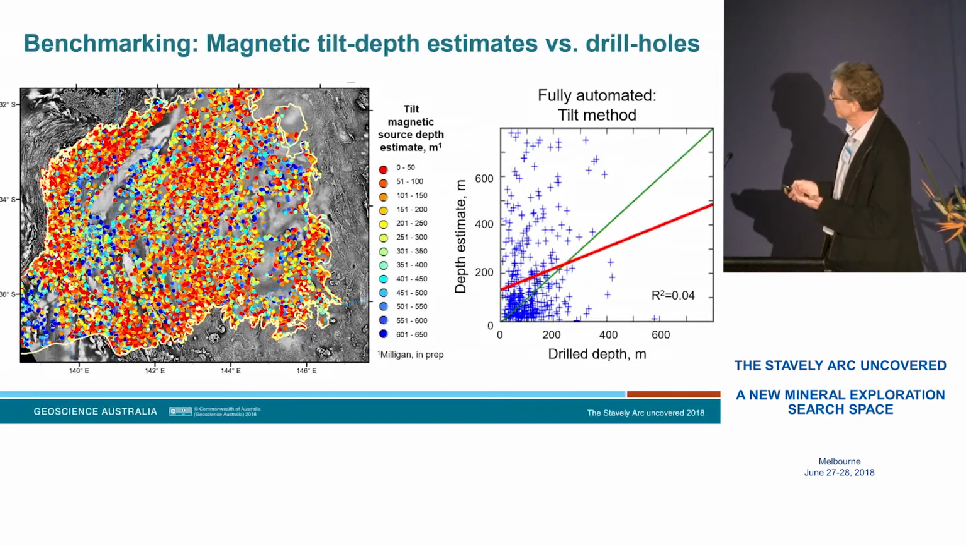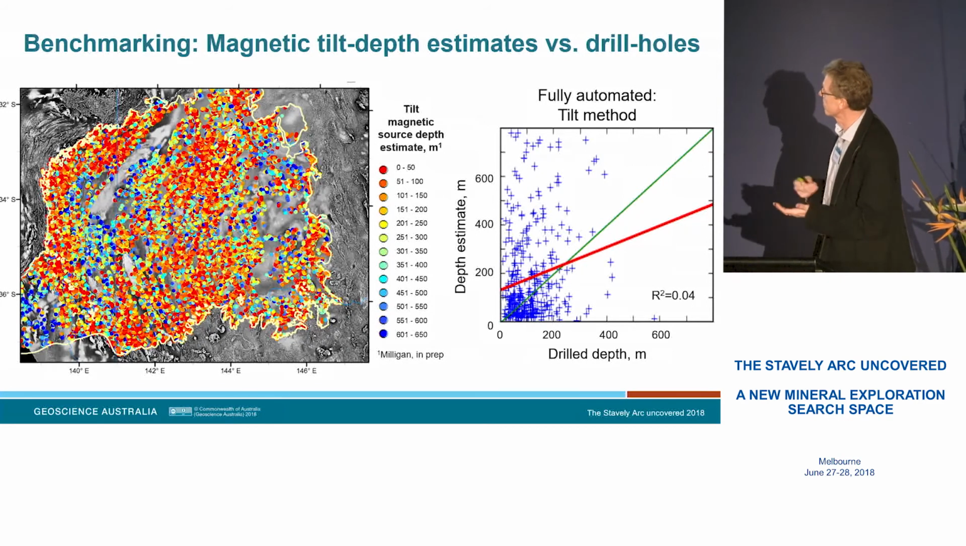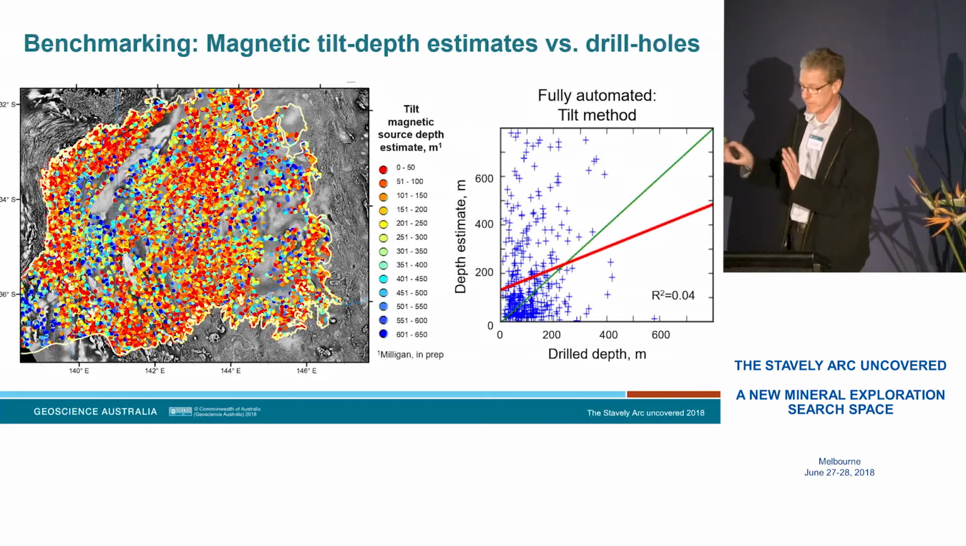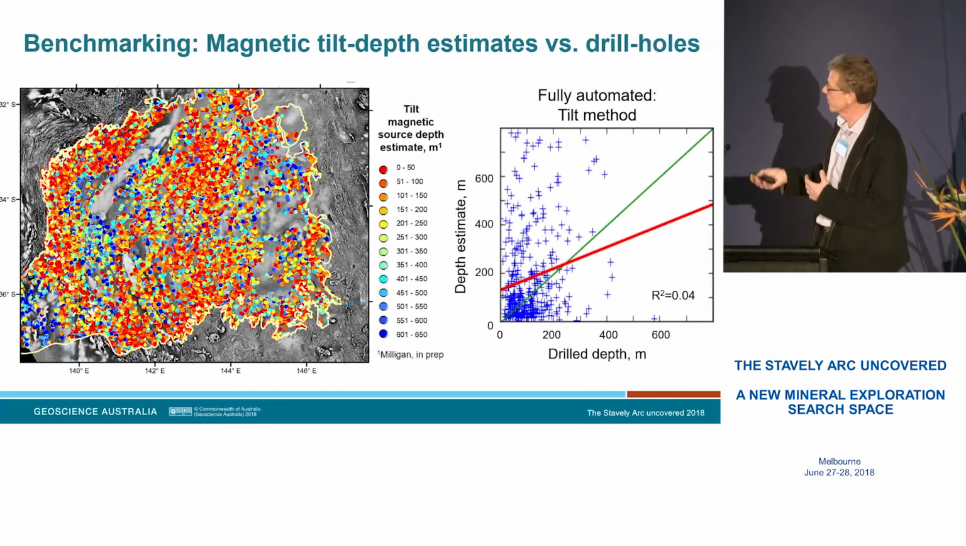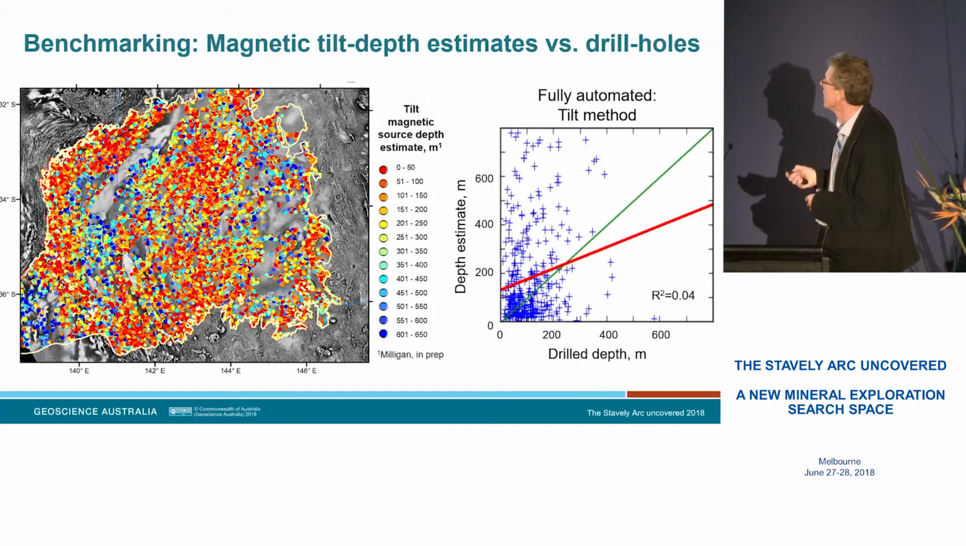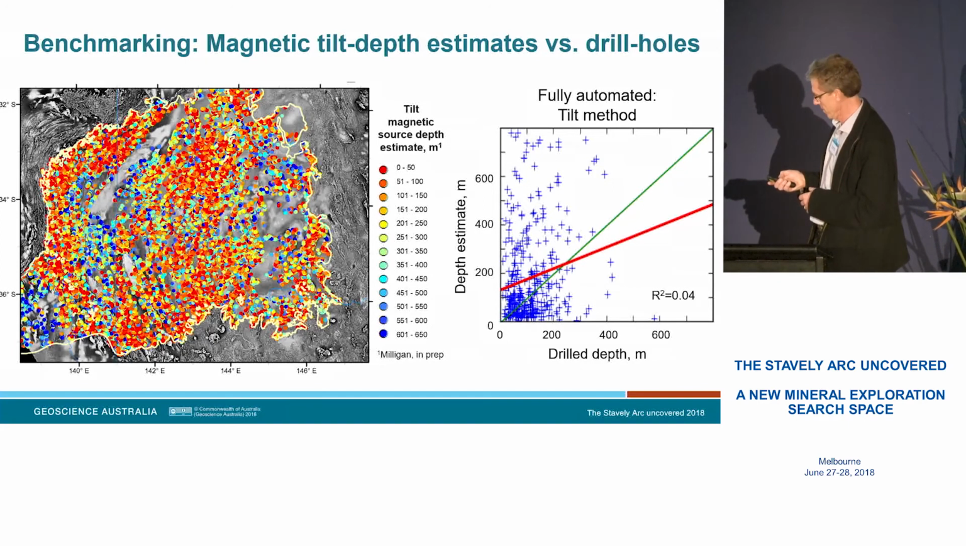Tilt depth is, I suppose, similar. Again, it's grid-based, and it works in a totally different way of generating depth estimates. It runs on grids, it's also very quick, but I think it's producing fairly similar results in that there's just a massive scatter with very low reliability, and so we're not going to be using this.